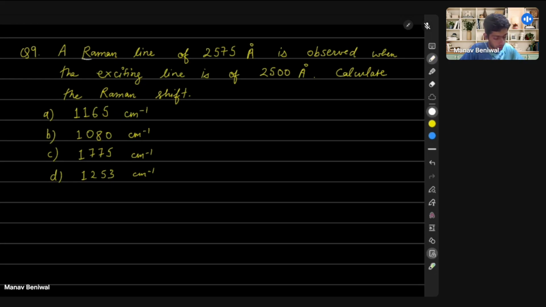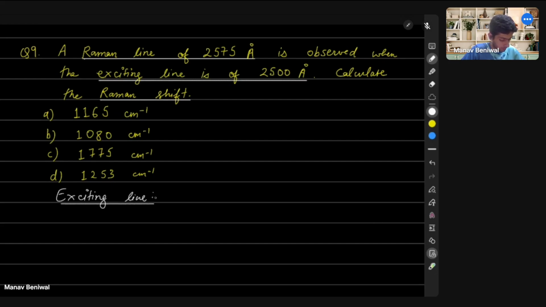Okay, so we are given a Raman line and we are given one exciting line. Notice that the units are in angstroms, and what we are asked is to calculate the Raman shift. And here note that the units are in per centimeter. Okay, per centimeter. So let us first deal with the exciting line.